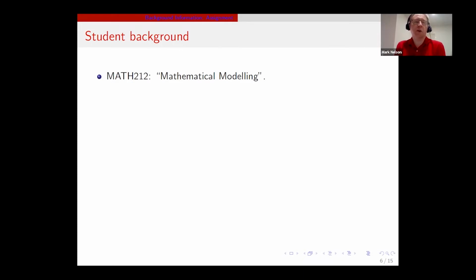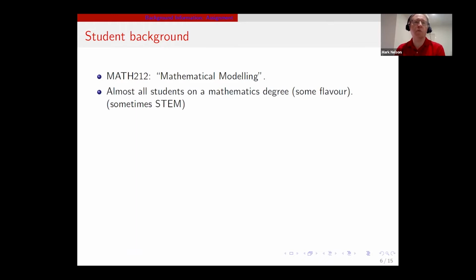So just a little bit about the background for the students in this subject. This is a second year subject that's called mathematical modeling. Almost all of the students taking this subject are doing a mathematics degree, and occasionally there might be 1 or 2 students not doing a mathematics degree, but if they are, they're doing a science degree or an engineering degree with a lot of mathematics.